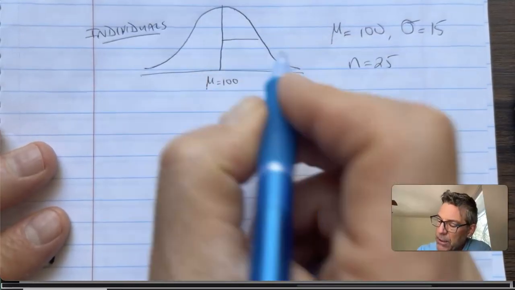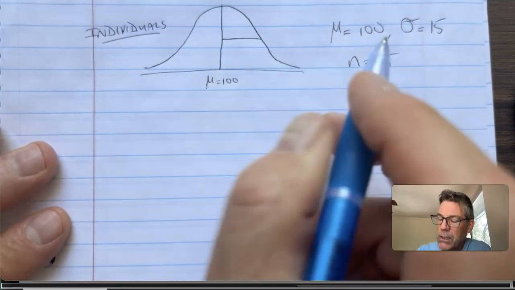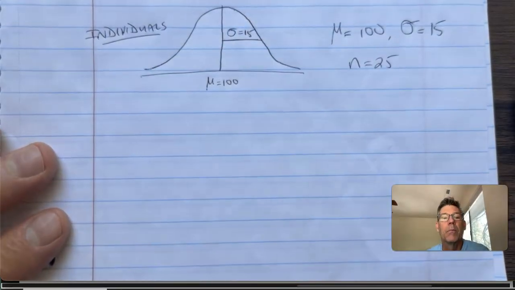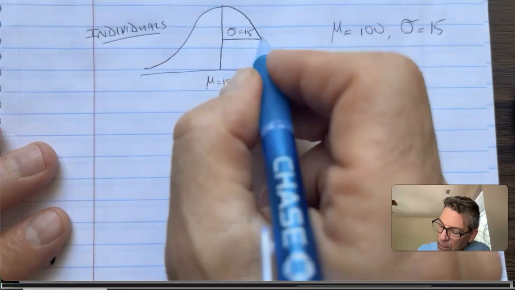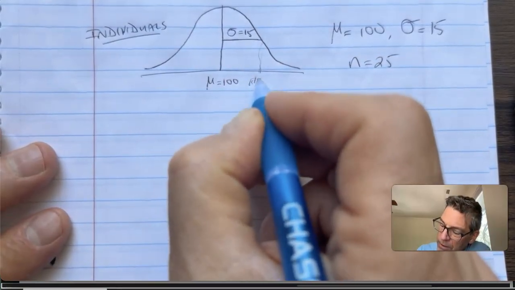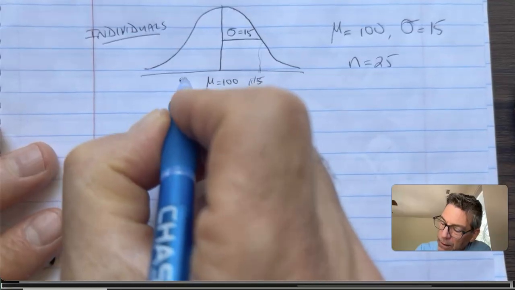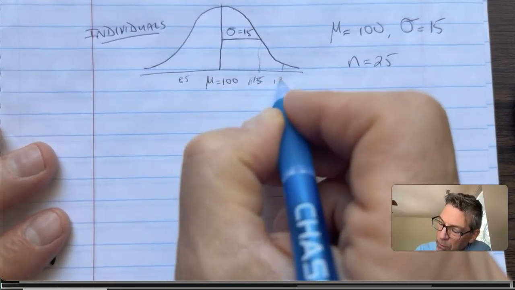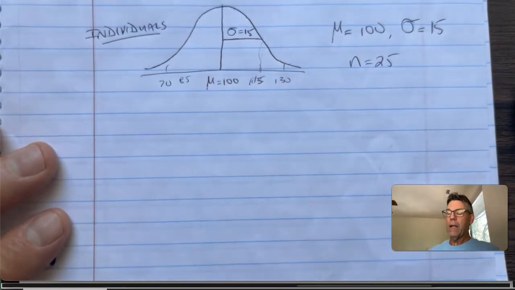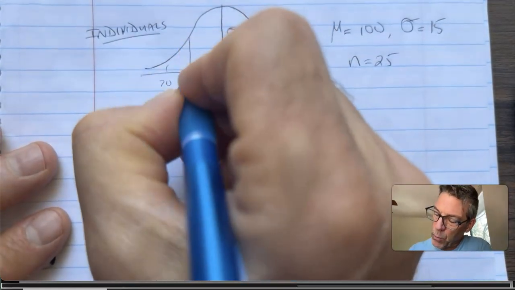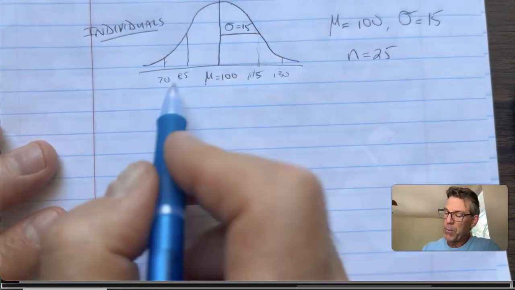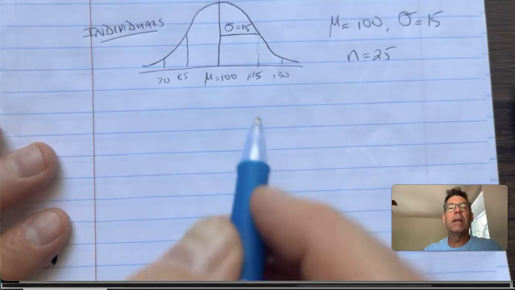Here's how I usually do it. I do a horizontal line, and then I'll just indicate it here. Visualizing it, there's about 115, and this is 85, and then up there would be about a 130, and down there would be a 70. And so we can get a sense of where people tend to score on an IQ test. Most people are going to be between 85 and 115.